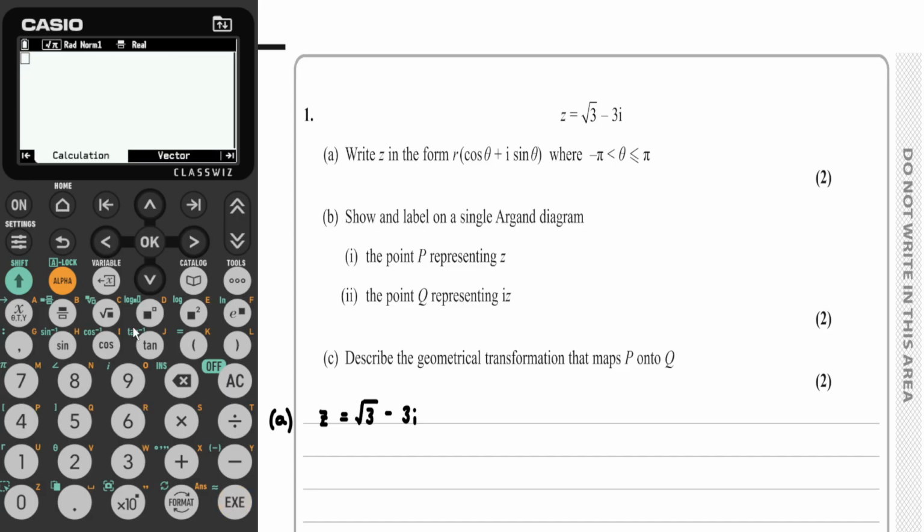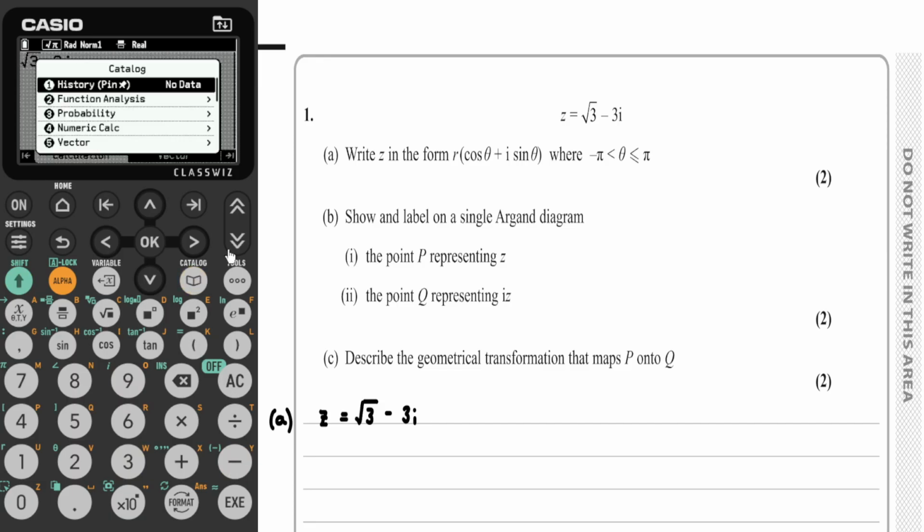Let's key in z. We have root 3 subtract 3i. And now, if we go to the catalogue, go to the 7th option for complex number, and the 6th option where we can find out what r and theta is.